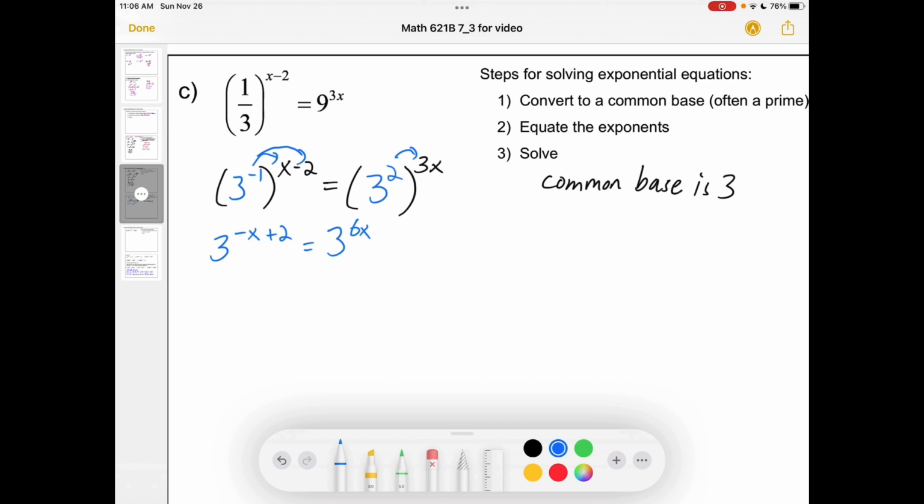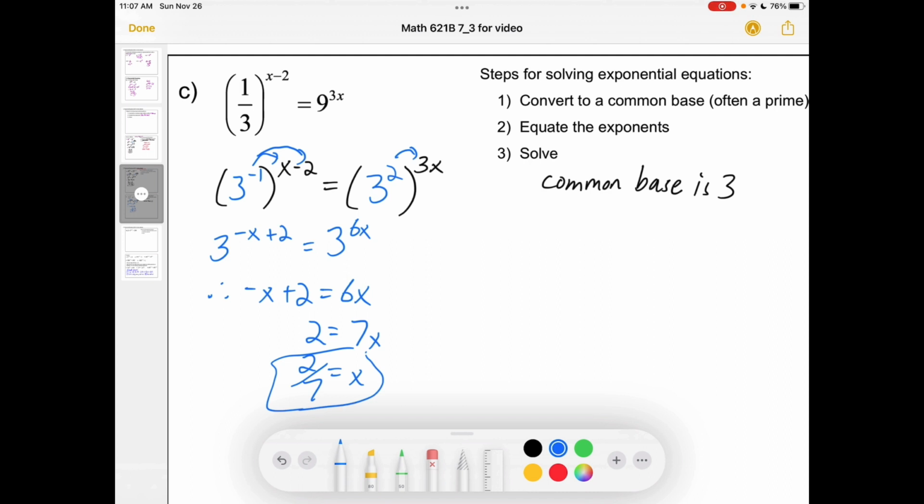We can drop our bases here. Okay, so we can just say, therefore, the exponents are equal. Negative x plus 2 equals 6x. And I could add x to both sides so that I'd get 7x equals 2. And we can finish it off with x equals 2/7.